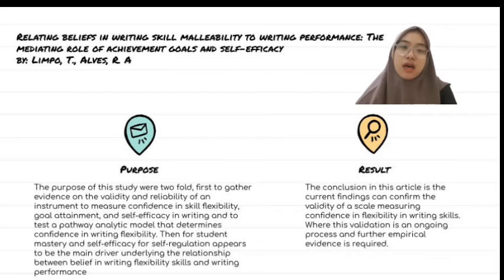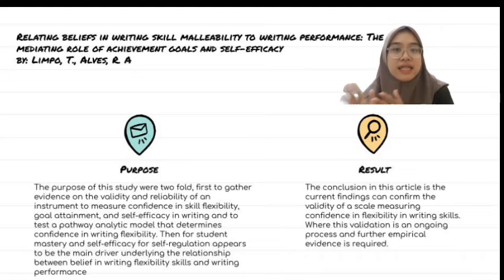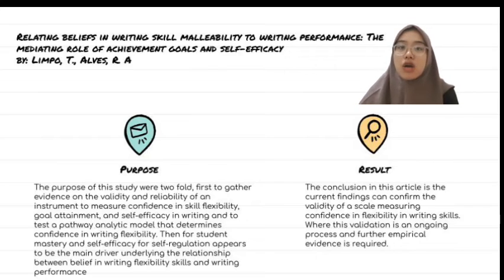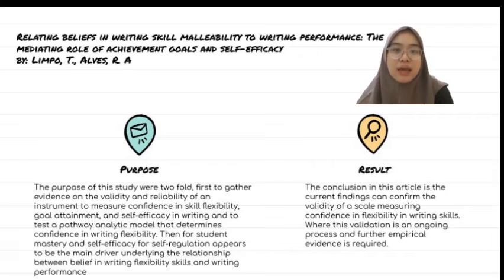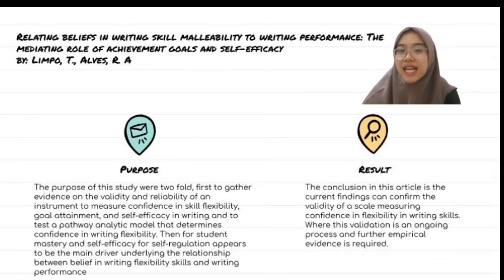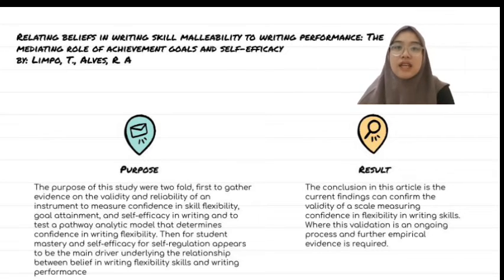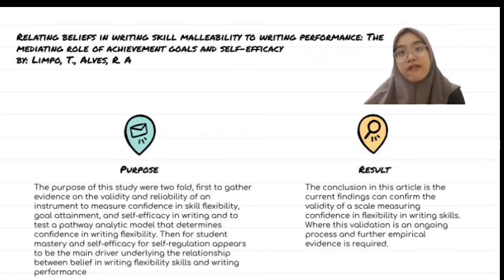The purpose of this study was twofold. First, to gather evidence on the validity and reliability of an instrument to measure confidence in skill, flexibility, goal attainment, and self-efficacy in writing, and to test a path analytic model that determines confidence in writing flexibility. Then, student mastery and self-efficacy for self-regulation appear to be the main driver underlying the relationship between belief in writing flexibility skill and writing performance.